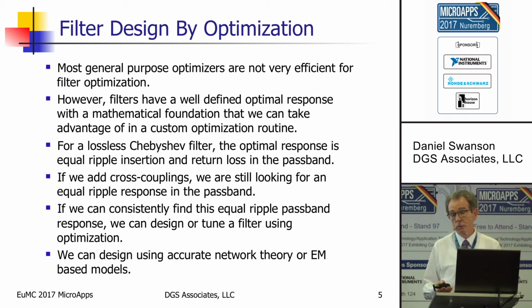And if we add cross couplings to our network, that goal is still the same. We're still looking for an equal ripple passband. So nothing has changed as far as the optimization goals. So if we can consistently find this equal ripple passband, we can design a filter or tune a filter using optimization. And we can either work on an accurate network theory model, or we may be working on an EM-based model. We might be port tuning an EM-based model.